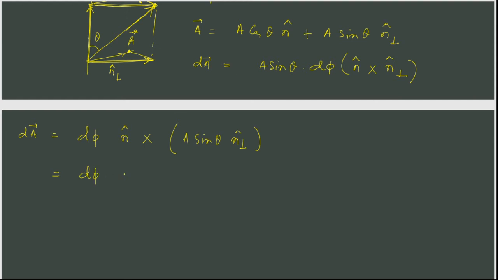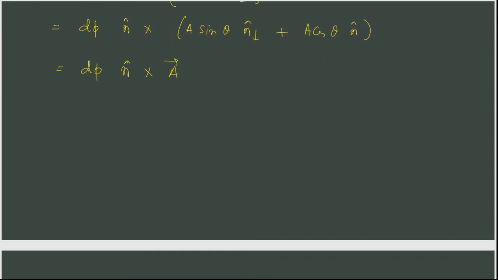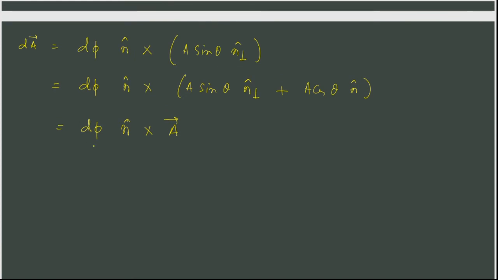Or we can also write, we added this term, but this is 0. n cross n is always 0, so we can add it to whatever we had without changing its magnitude. So we will simply have the change in A given by the infinitesimal angle d phi times n cross A.